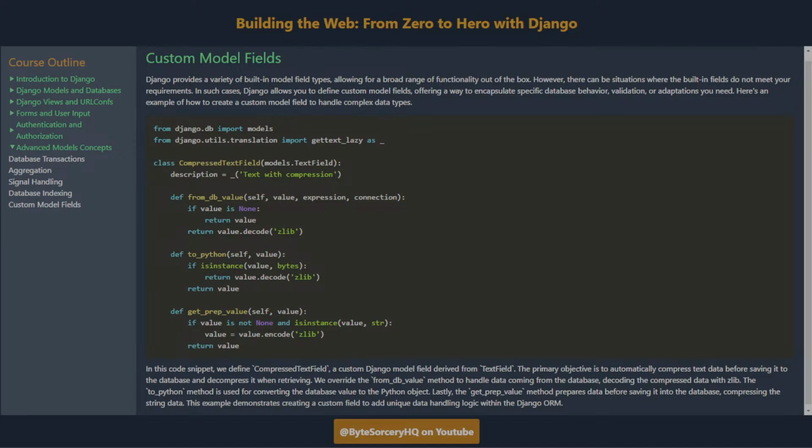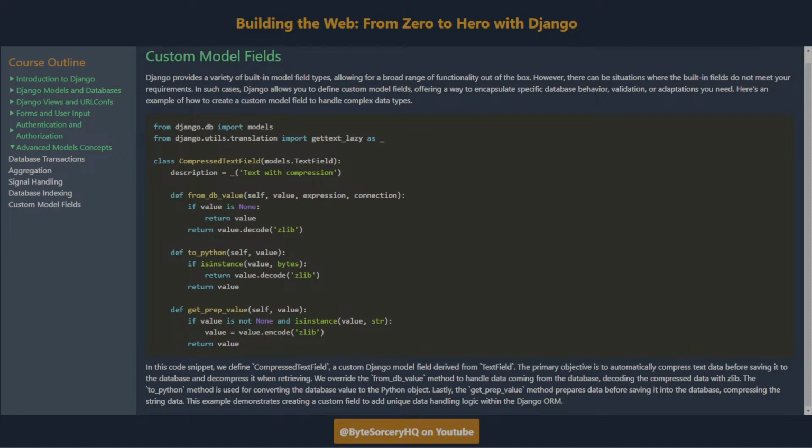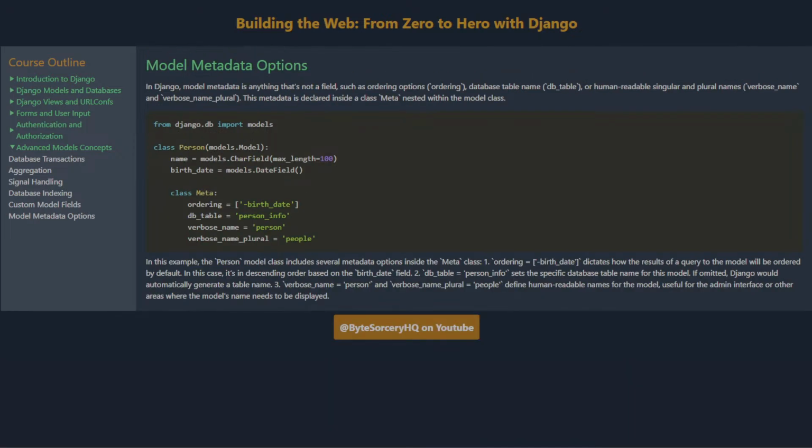The to_python method is used for converting the database value to the Python object. Lastly, the get_prep_value method prepares data before saving it into the database, compressing the string data. This example demonstrates creating a custom field to add unique data handling logic within the Django ORM.